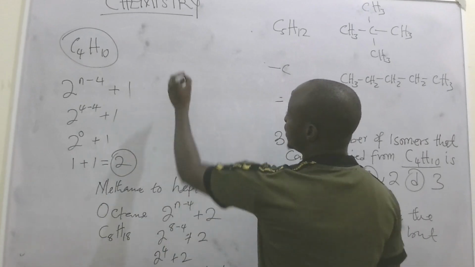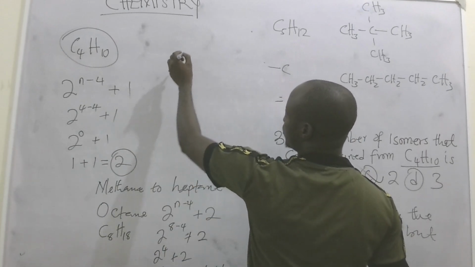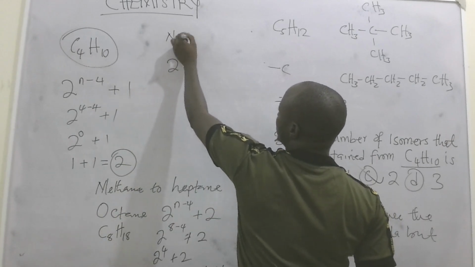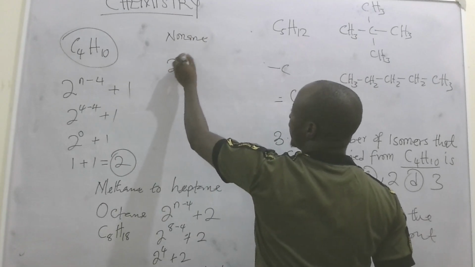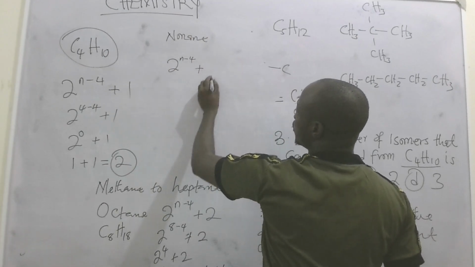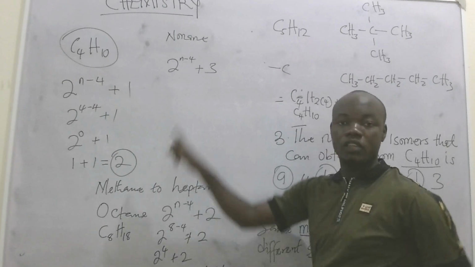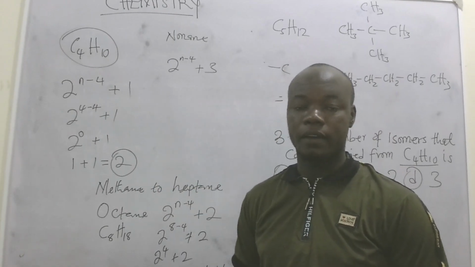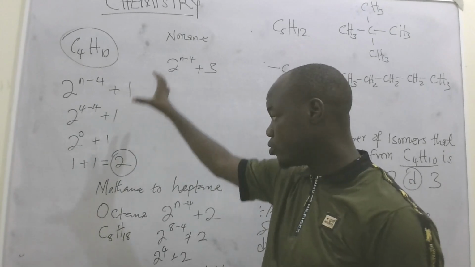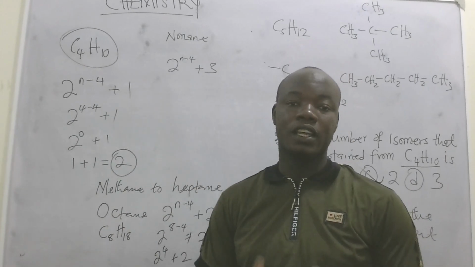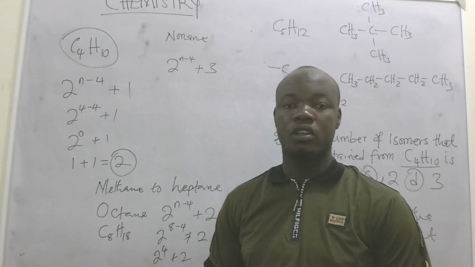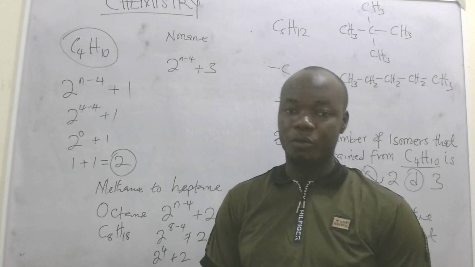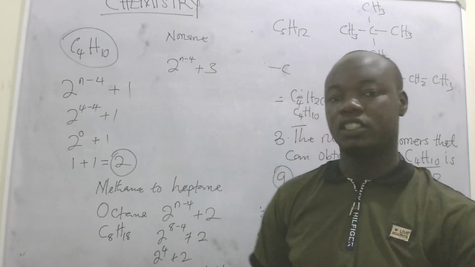But in the case of nonane, we use 2 power n minus 4 plus 3. In the case of nonane, this is what we are going to use, so don't misplace them. If you are able to use this, then you can get the number of isomers of all the members of alkanes. Okay, so now we are moving to the next question.